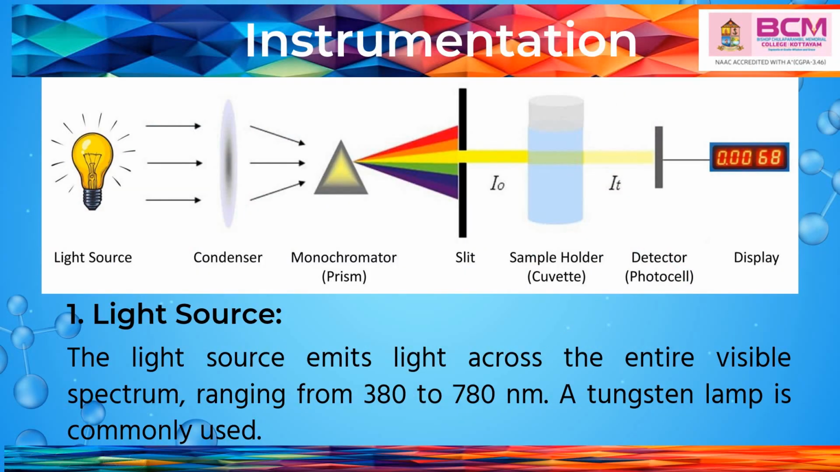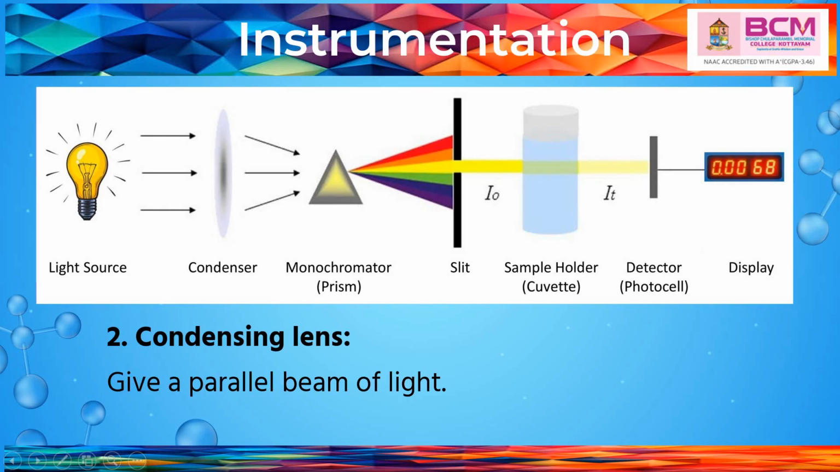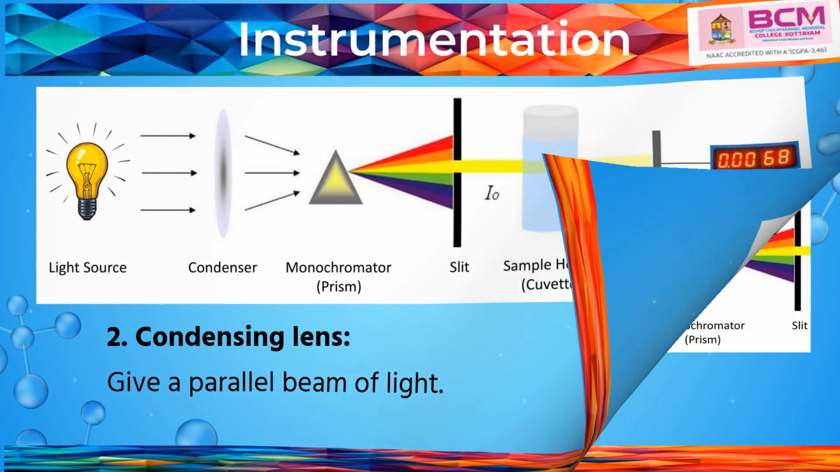Now let's see the instrumentation of colorimeter. First of all, the light source. The light source emits light across the entire visible spectrum ranging from 380 to 780 nanometers. A tungsten lamp is commonly used. Then the condensing lens, which gives a parallel beam of light.